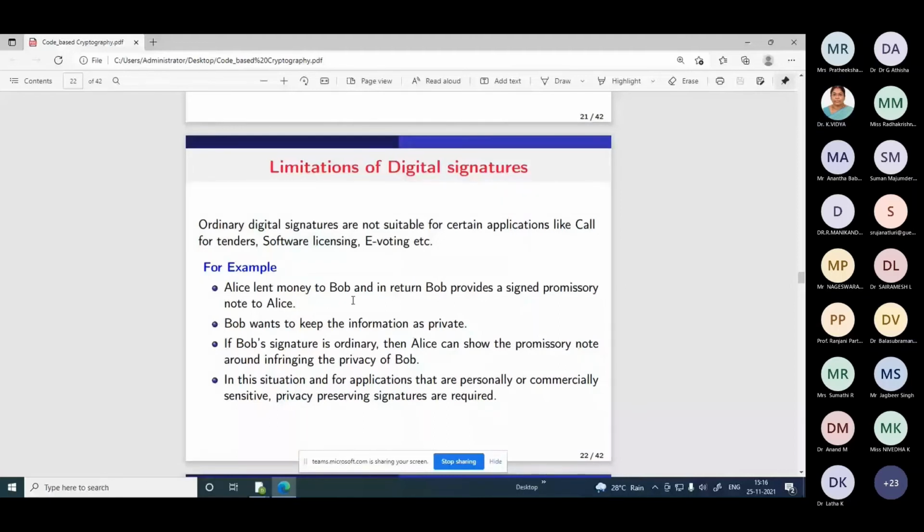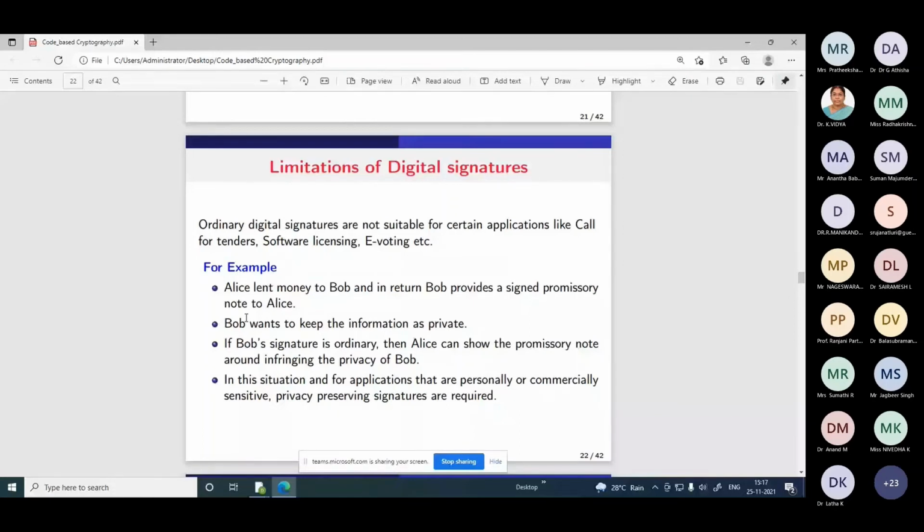So till now we have seen only ordinary digital signatures. From the morning we are seeing ordinary digital signatures. A signer signs a document with their private key. Anyone who knows the public key of the signer can verify the signature. But whether this signature is suitable for all applications like call for tender, software licensing, e-voting, etc., they are not suitable.